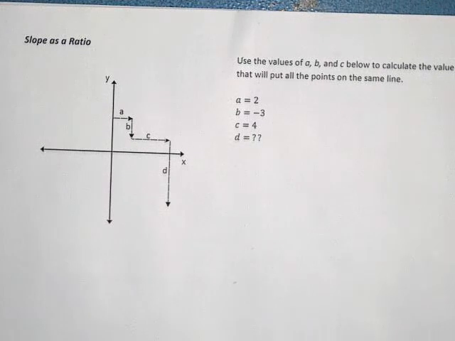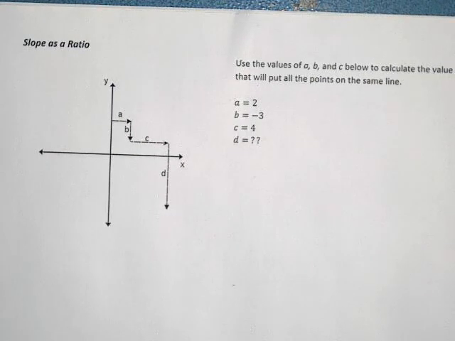So we've been learning about slope, and we know that now slope is a fraction. And what we're going to do today is learn how we can use slope as a fraction to calculate where to place the next point on a line. So we're going to look at pictures like this.